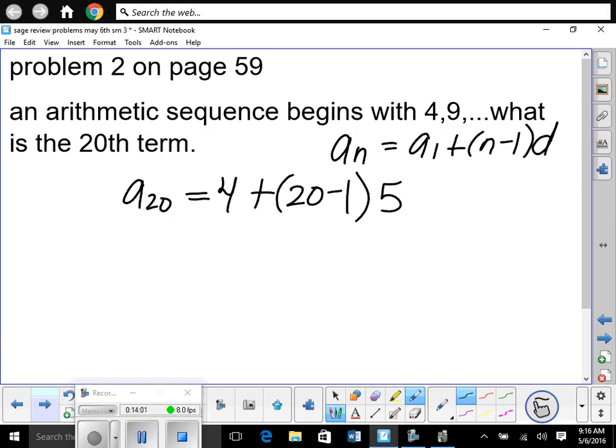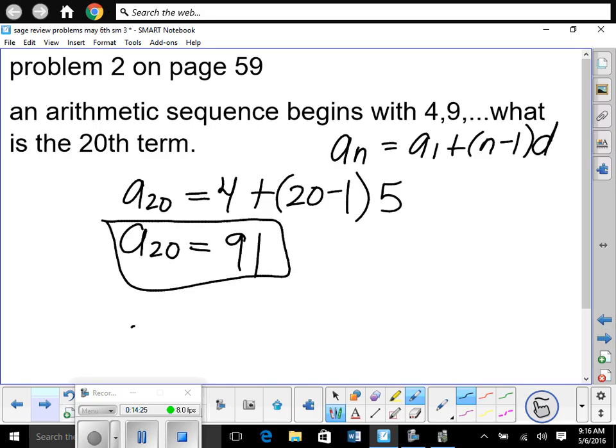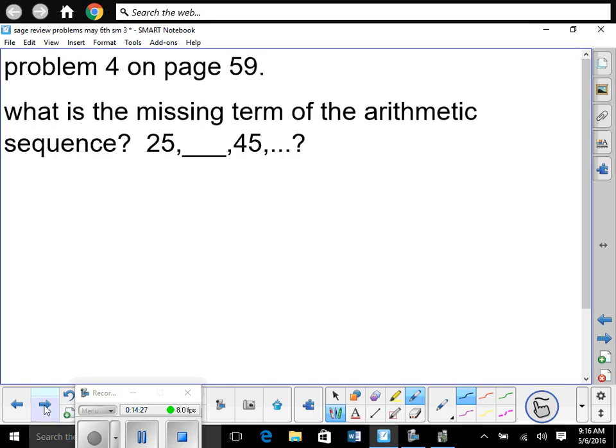Then it's just simple calculations from here. A sub 20 is equal to 4 plus 19 times 5. Our 20th term would be 91. Or we could have sat and added 5 up to 20 terms and then looked at the 20th term if we were really desperate, right? Everyone? Okay. Next problem. Page 59, problem number 4.